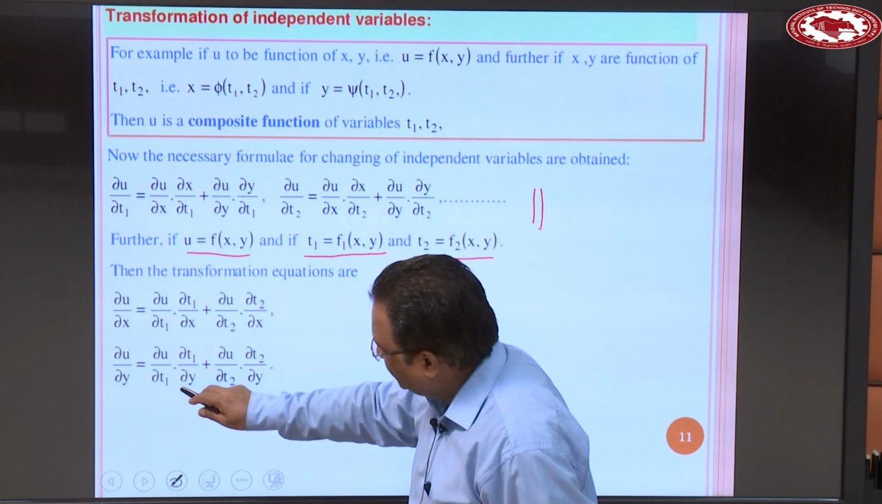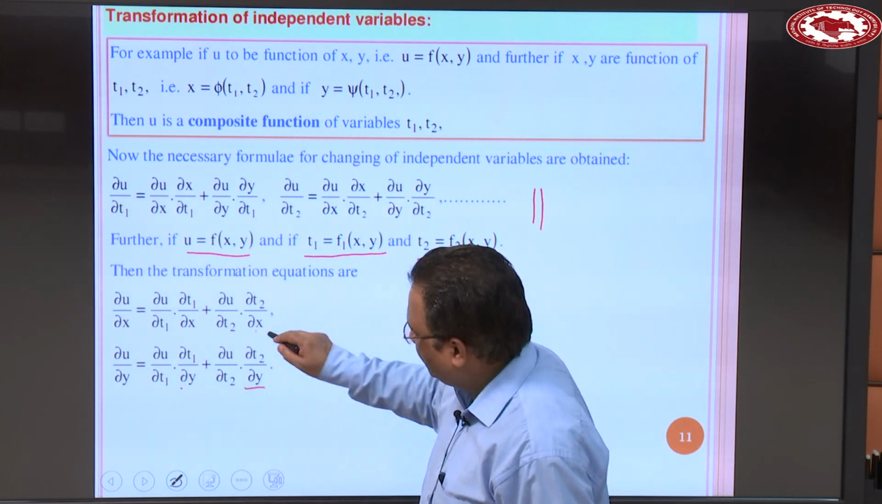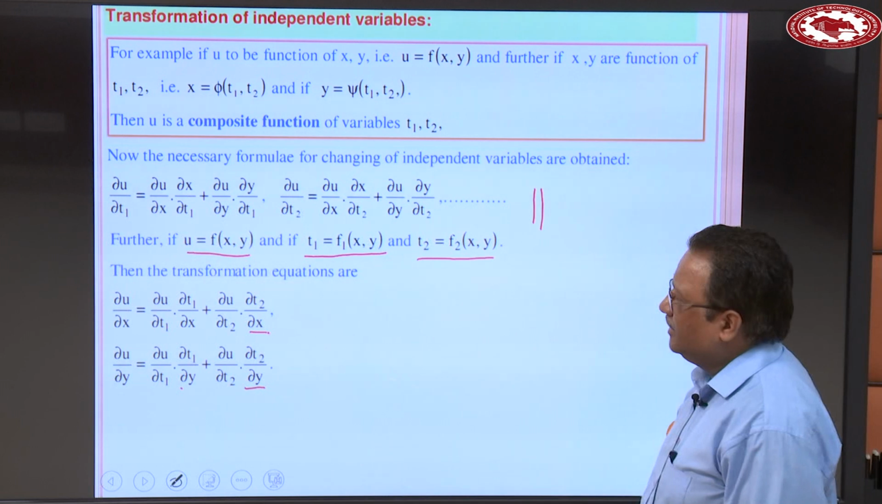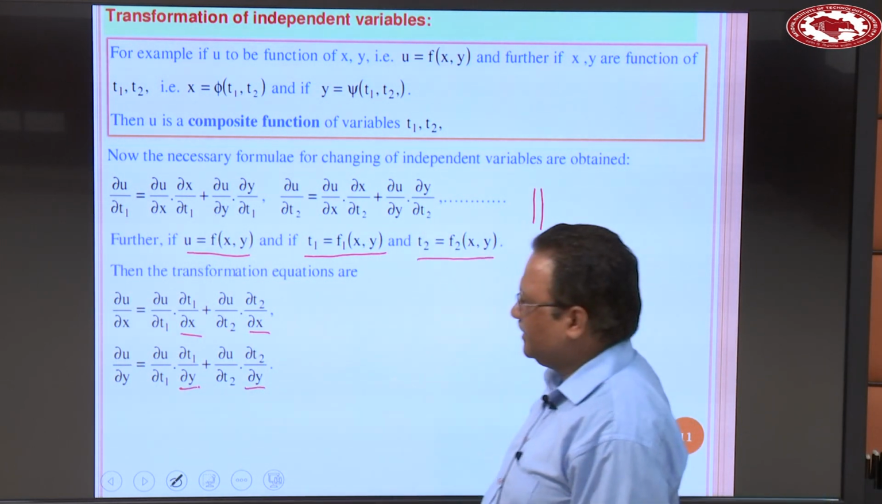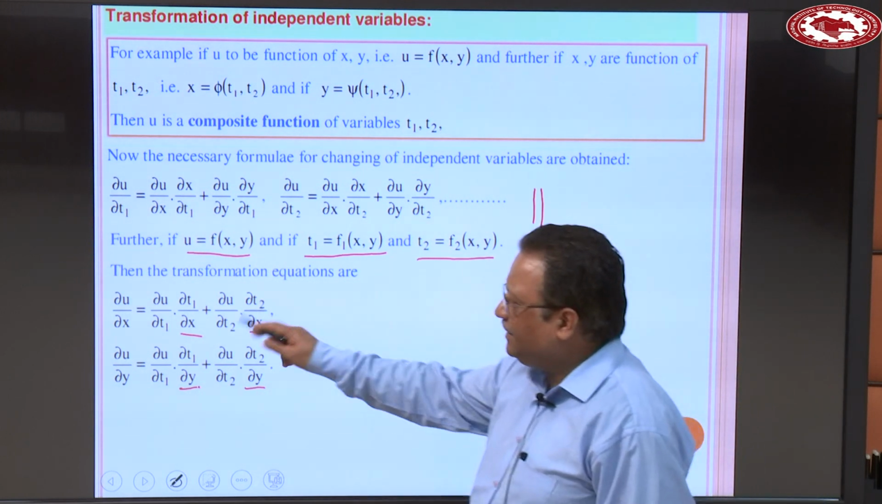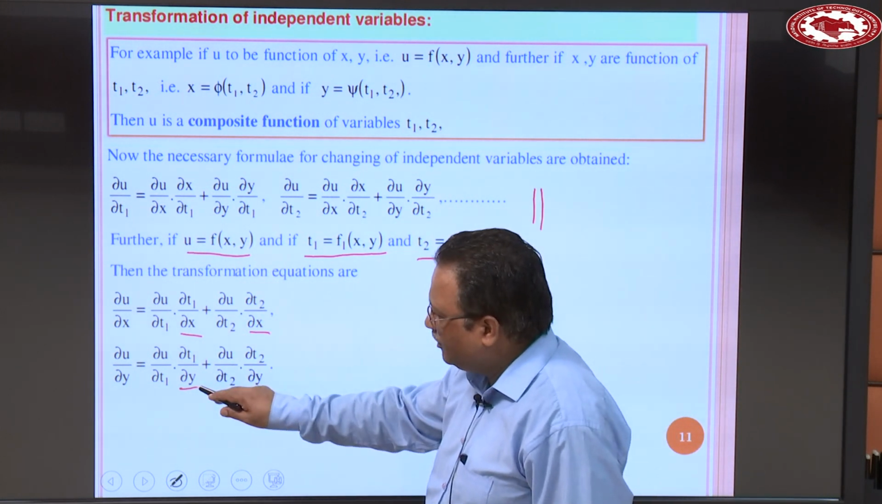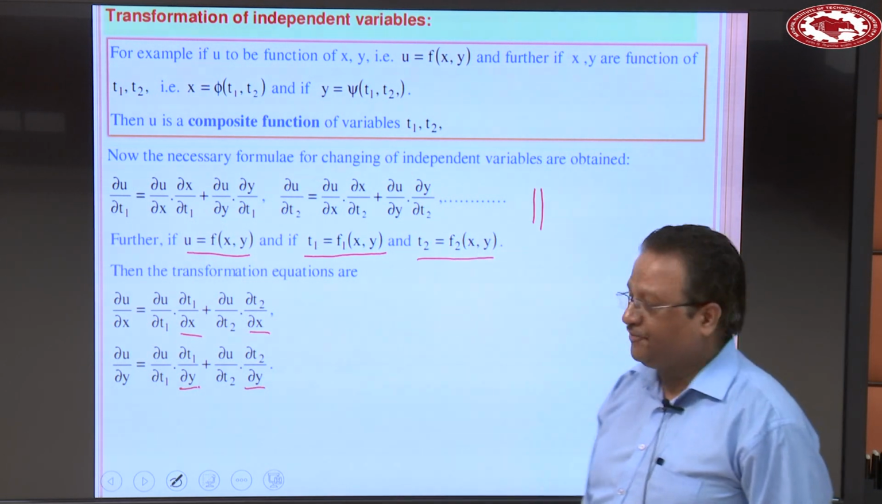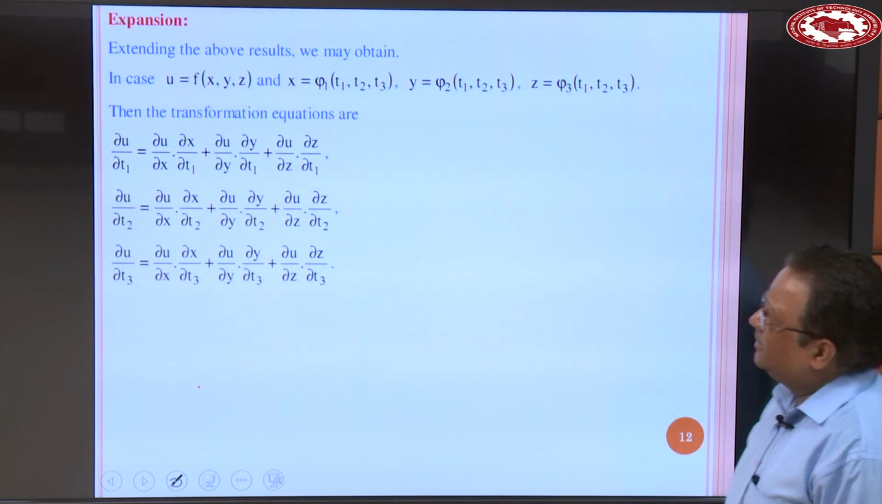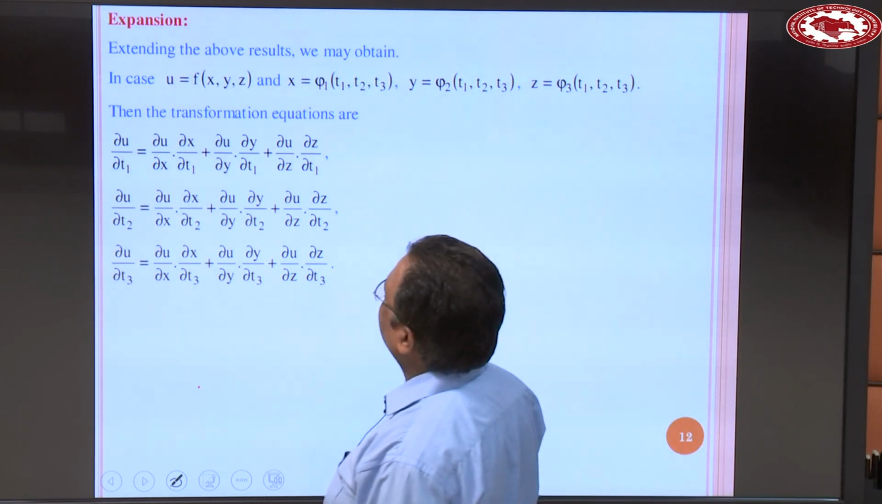So, t2 is a function of x and y, and t1 is a function of x and y. So, use ∂t1/∂x, ∂t1/∂y, ∂t2/∂x, ∂t2/∂y. Now, we can extend this result.